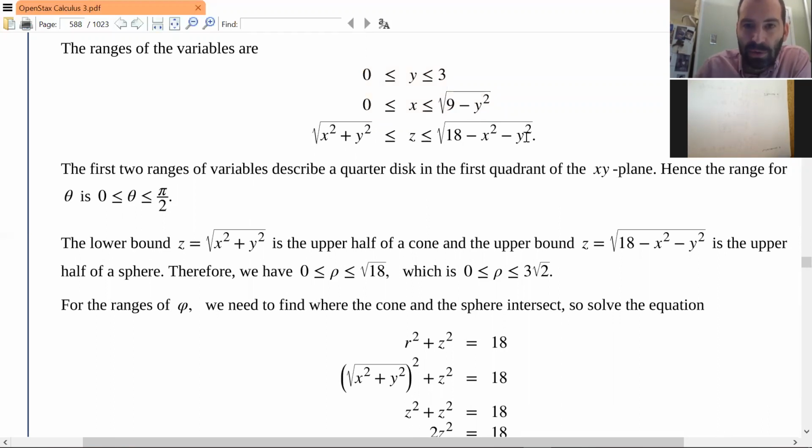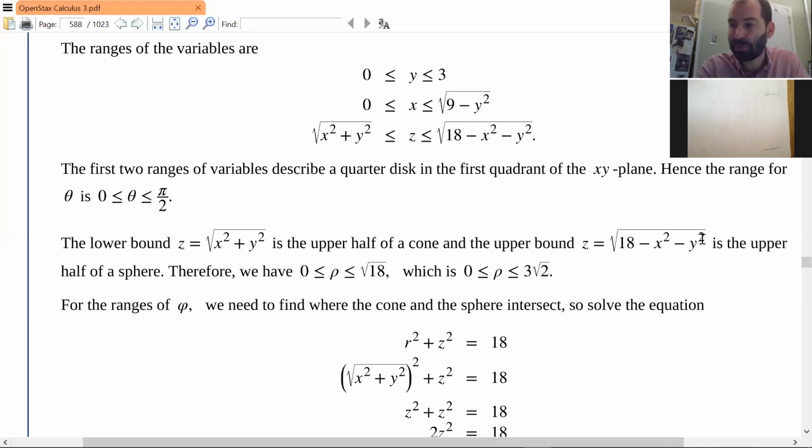Now let's look at these next equations down here. This lower bound is the upper half of a cone, right? If you take x squared plus y squared, take the square root, that gives you a cone. This one over here, if you take 18 minus x squared minus y squared, you should recognize that as the equation of a sphere. So we're between a cone and a sphere.